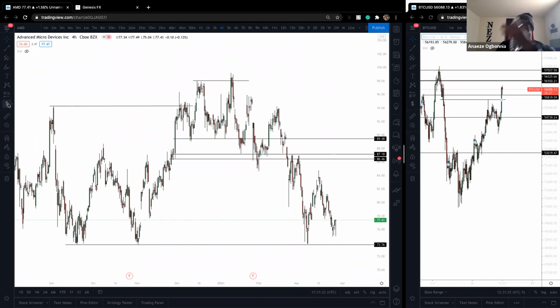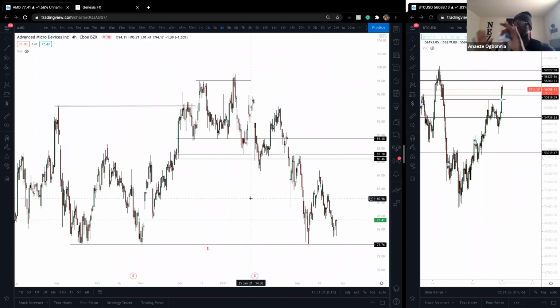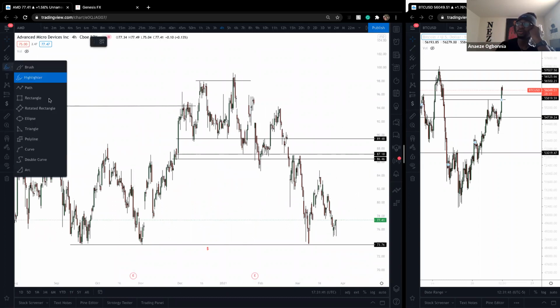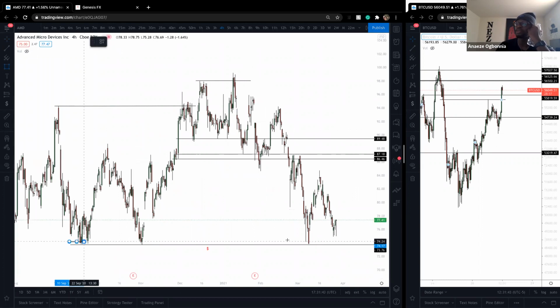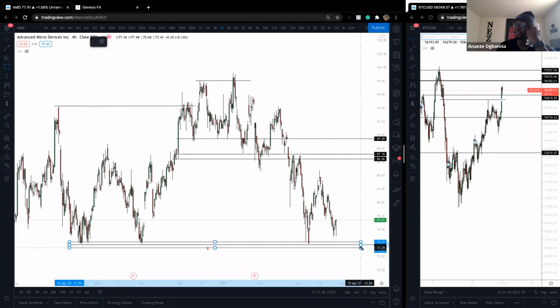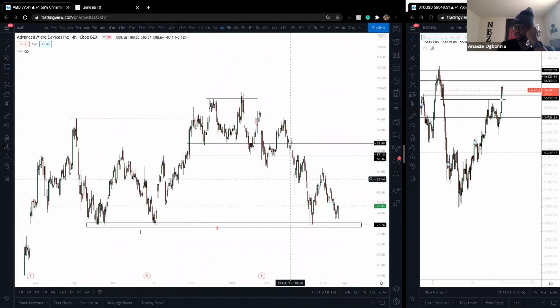And remember, I talked about liquidity. The goal of the market is to capture liquidity. So yeah, there's a little support here. I do believe that a lot of people will intend to buy AMD if it hits 77 again. But my initial thought is that once it hits 77, it's going to break through and come fill in the gap at 72.